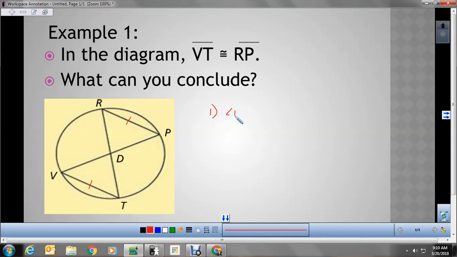So we can say that angle RDP would be congruent to angle TDV. Second thing we can say is that if we have congruent chords, then we also have congruent arcs. We can say that arc RP is congruent to arc VT. So we can say that these two central angles are congruent. We can say that these arcs right here are congruent.